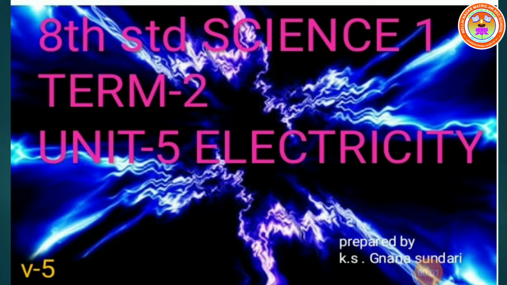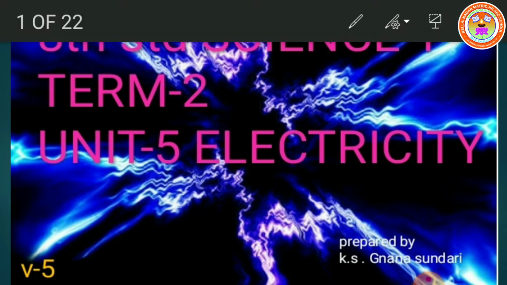My dear students, 8th Standard Science 1, Term 2, Unit 5, Electricity. In the previous class, we discussed earthing, lightning arrestor, and series circuit. Today's class, we are going to discuss parallel circuit, effects of current, chemical effect of current, and heating effect of current. Okay children, let us move to the new topic.